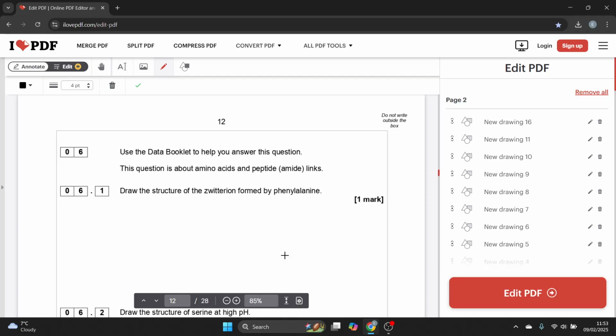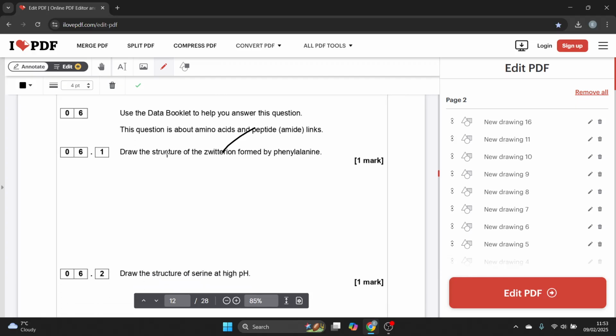So the Zwitter ion, it's got one positively charged, one negatively charged. So, phenylalanine. I'm just going to draw out phenylalanine first for you guys, and then I'm going to draw out the zwitterion for it, and how you would approach this question.